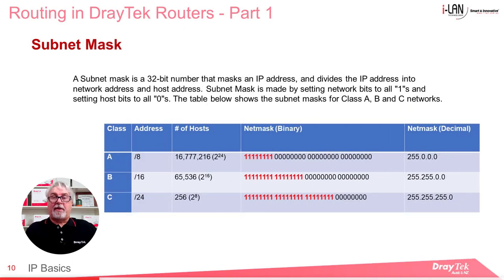A subnet mask is a method that is used to break down a subnet into smaller networks. A subnet mask is made by setting network bits to all ones and setting host bits to all zeros. The table here shows the subnet mask for class A, B, and C networks, and the leading ones for each subnet are in red.